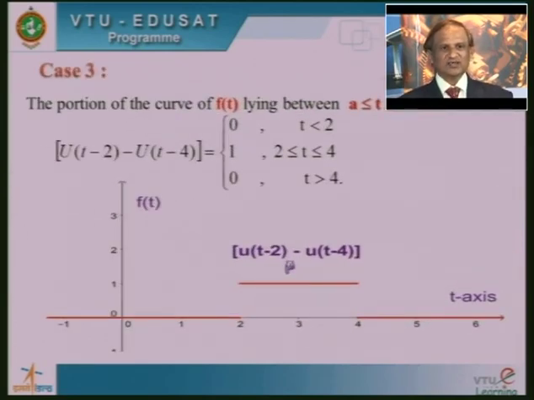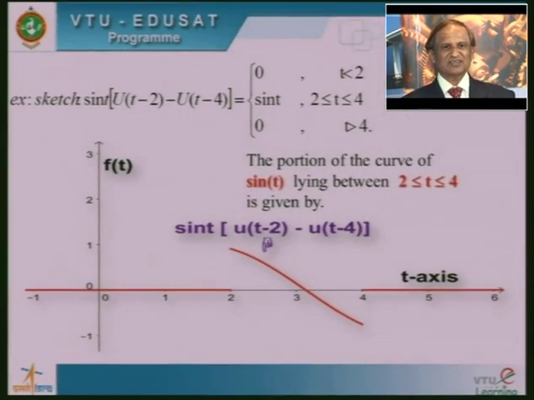Right? Suppose the third type of unit step function is the portion of the curve f of t lying between a and b. If you want to visit f of t in between a and b, where a and b are some constants, how are we going to write it down? u of t minus 2 minus u of t minus 4 is equal to 0 when t is less than 2, is equal to 1 in between 2 and 4, is equal to 0 when t is greater than 4. I hope you can observe the curve. u of t minus 2 minus u of t minus 4 is visible, other part is not visible.